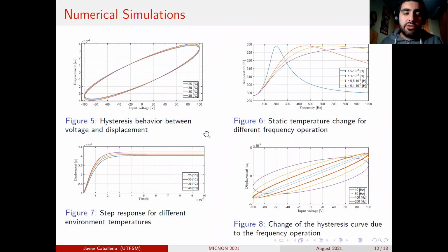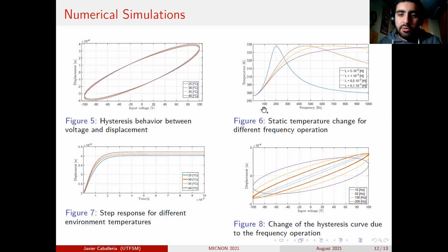So here we have the results of the numerical simulations. In figure number 5, we have the hysteresis behavior between voltage and displacement. We use a sinusoidal source of 100 Hertz and 100 of amplitude. And if we increase the external temperature, the slope of the hysteresis changes. In figure number 6, we have the static temperature change for different frequency operation. Now we are going to vary the frequency of the sinusoidal, and we're going to use different values of inductances for the histograms.